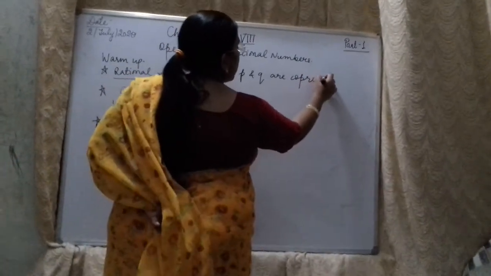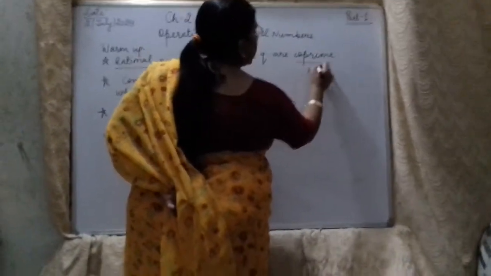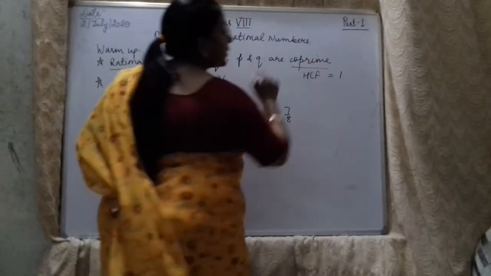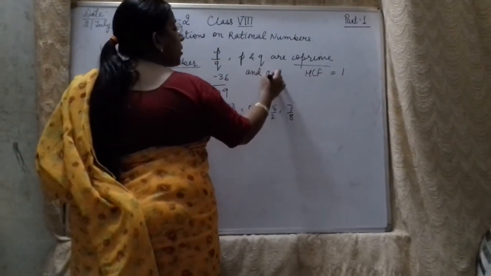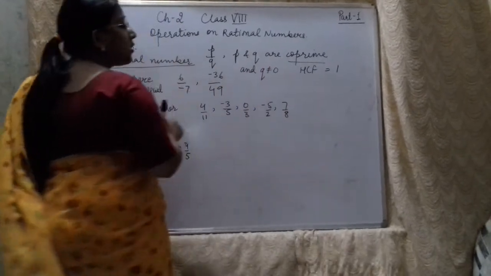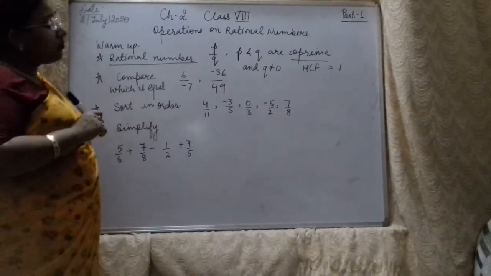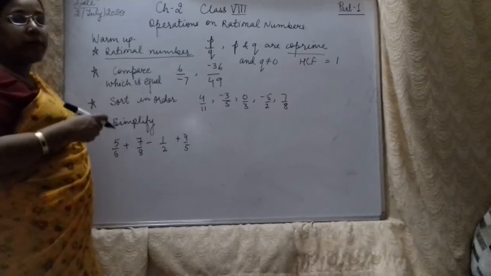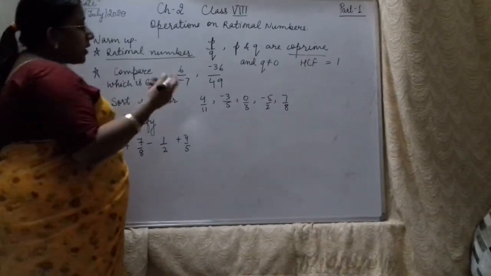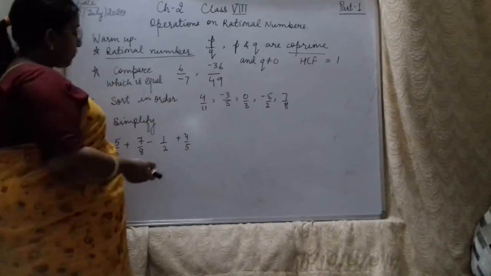What is meant by co-primes? That is, the HCF of the two numbers is 1. And the second most important condition for a rational number is that q should not be equal to 0. Then that number is known as a rational number, like 3 by 5, minus 1 by 2, any. These all are rational numbers.